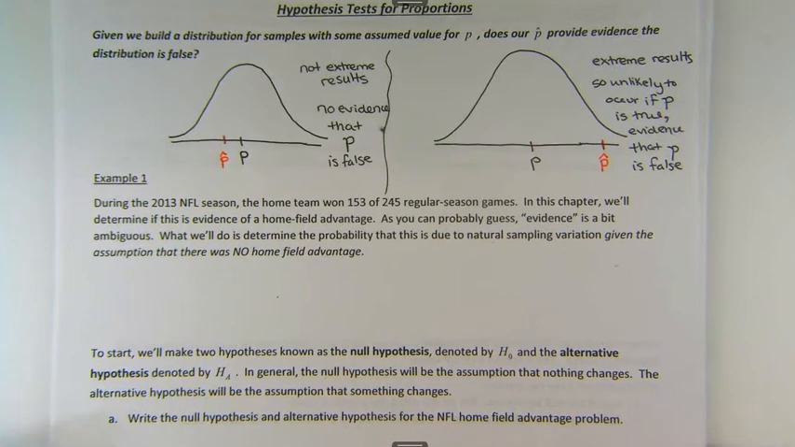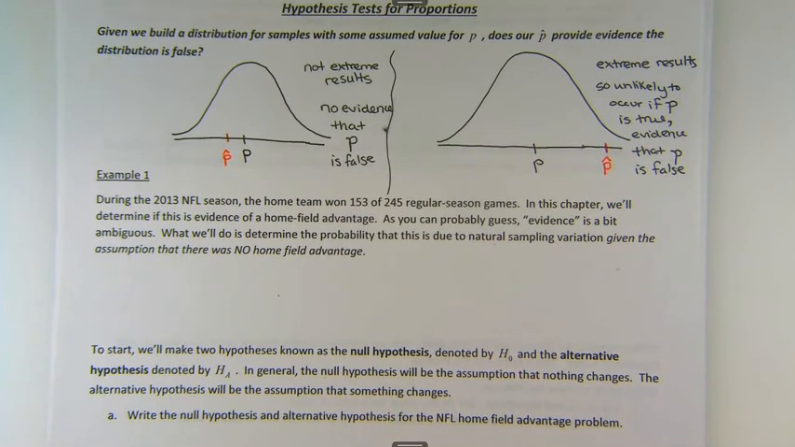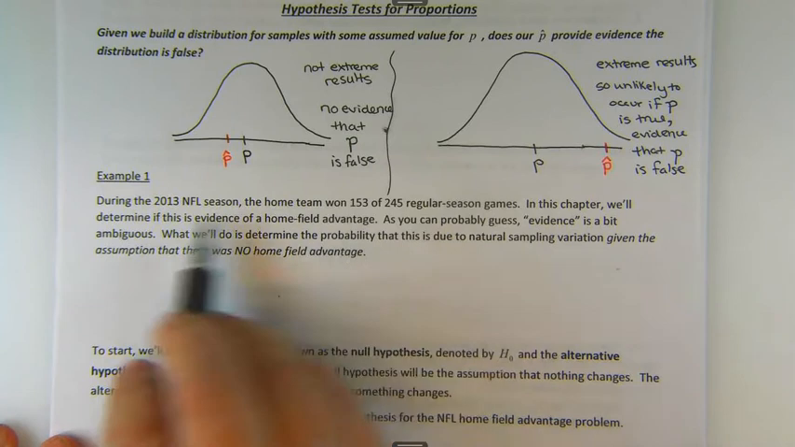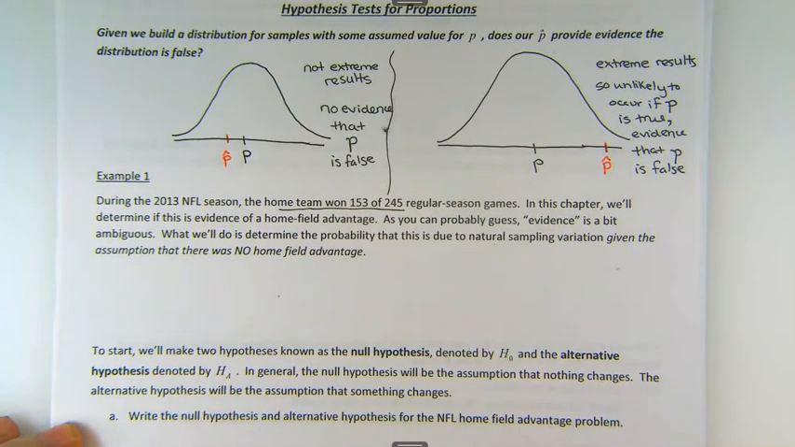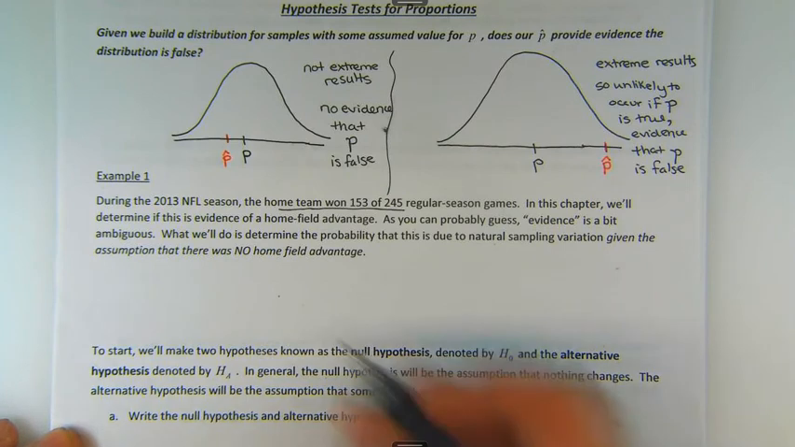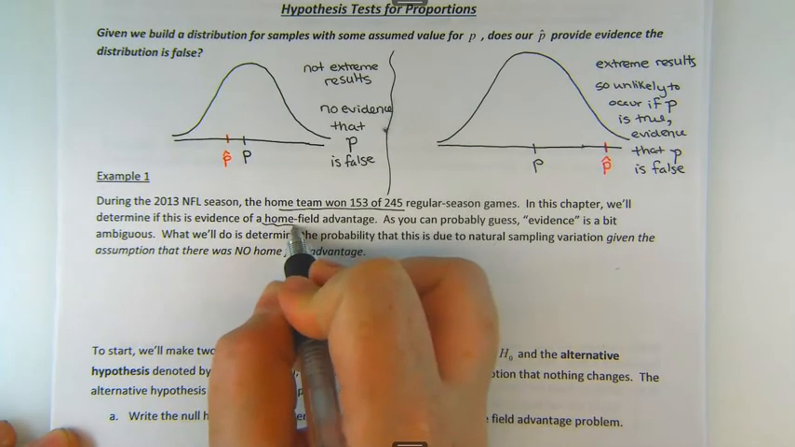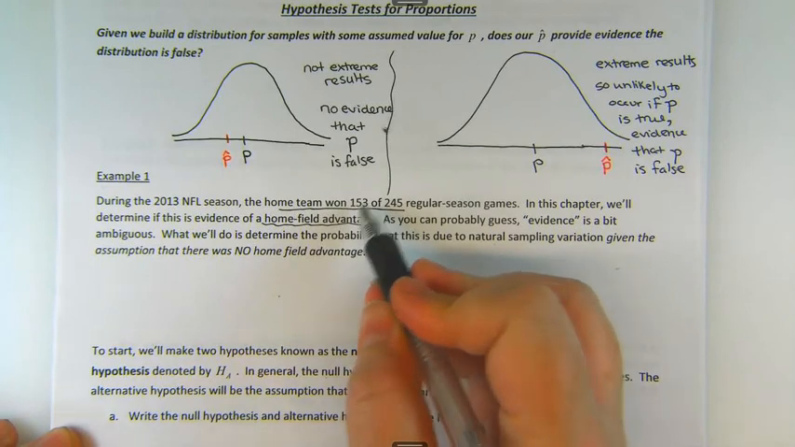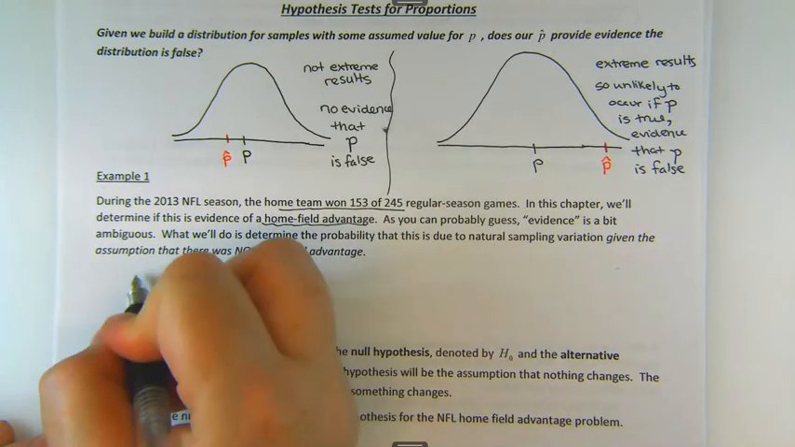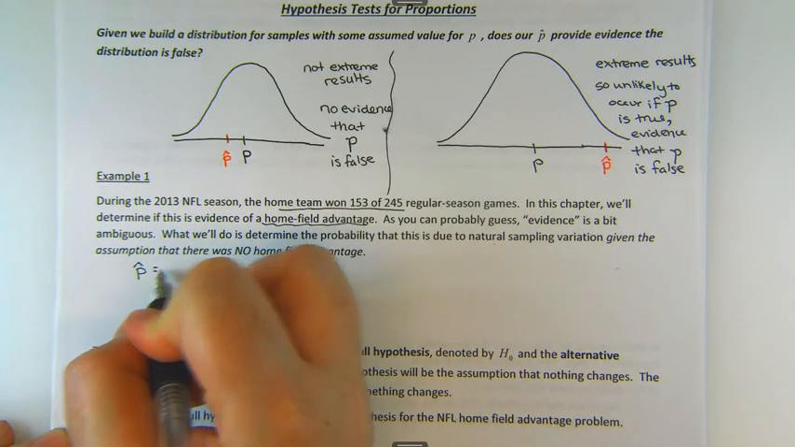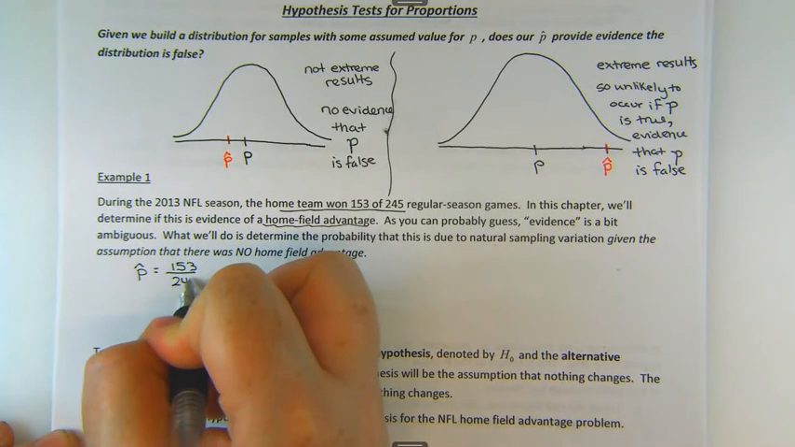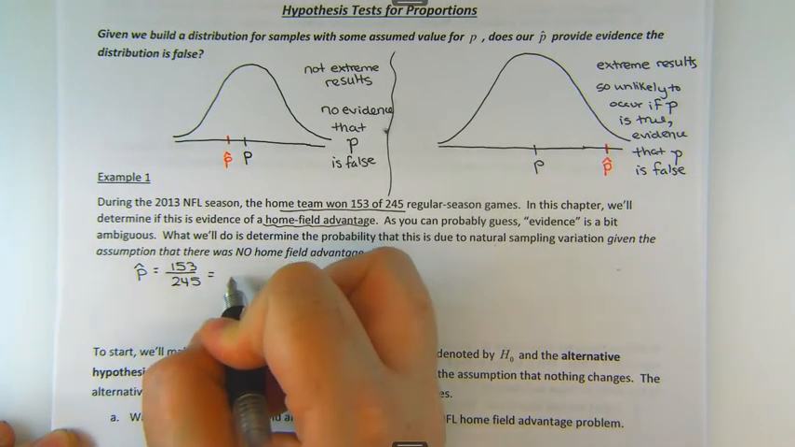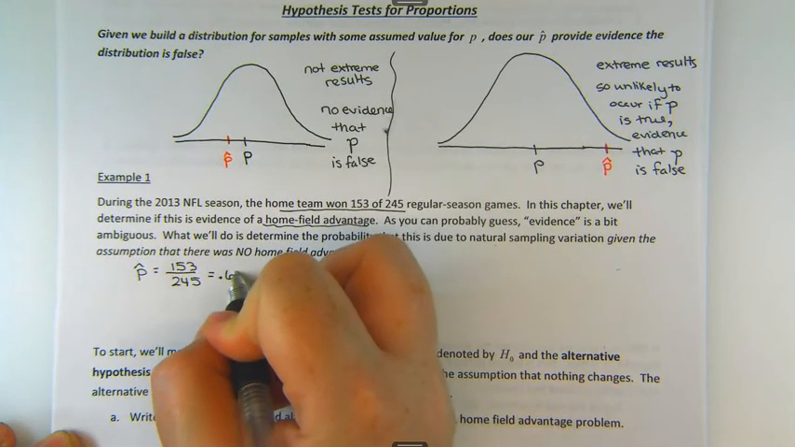So let's talk through this example that we have here. We're going to be looking at the 2013 NFL season. In that season, the home team won 153 of 245 regular season games. And what we want to see is, is there evidence of a home field advantage? If we think of this as a sample, that should make that our sample proportion right there: they won 153 out of 245 games, which in terms of a decimal would be 0.6245.